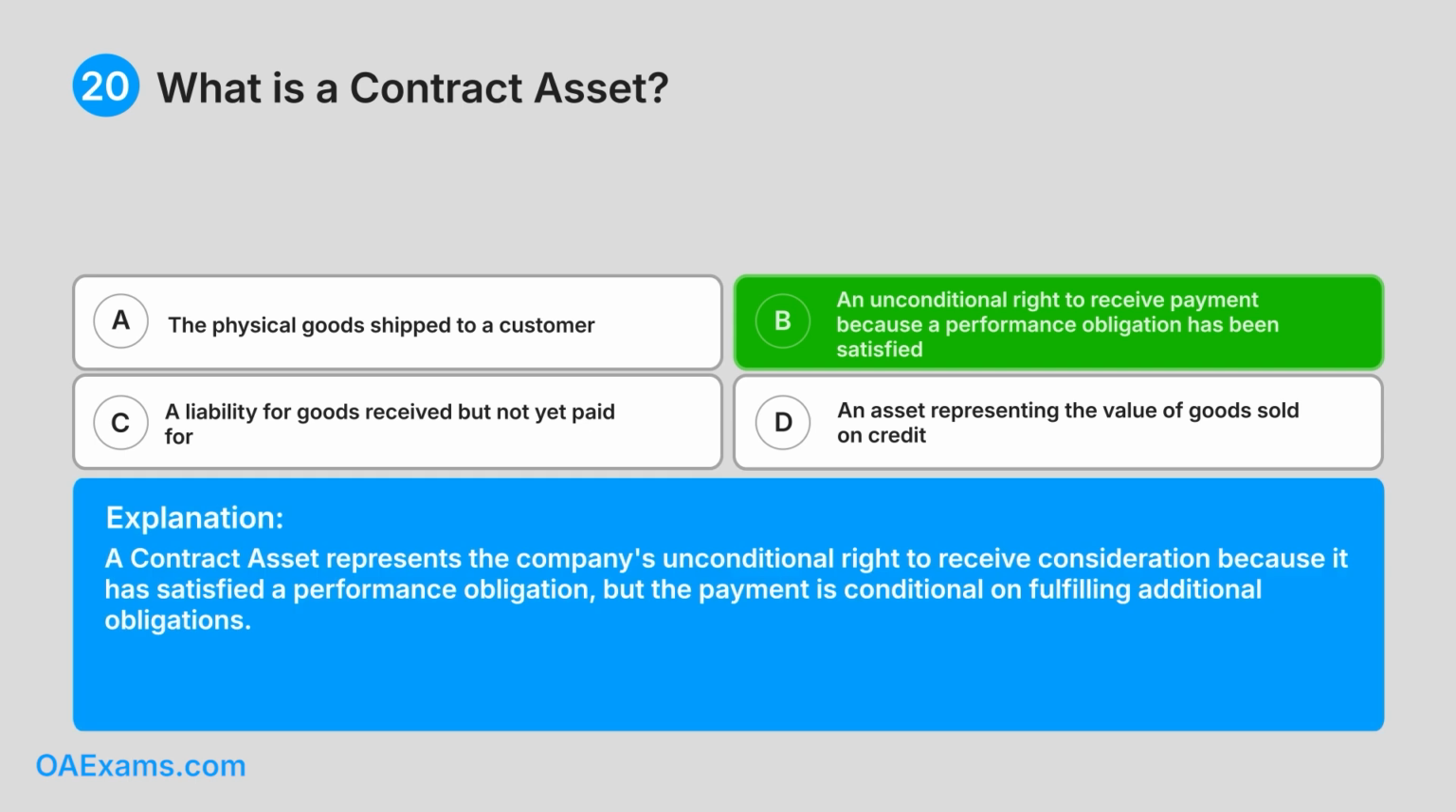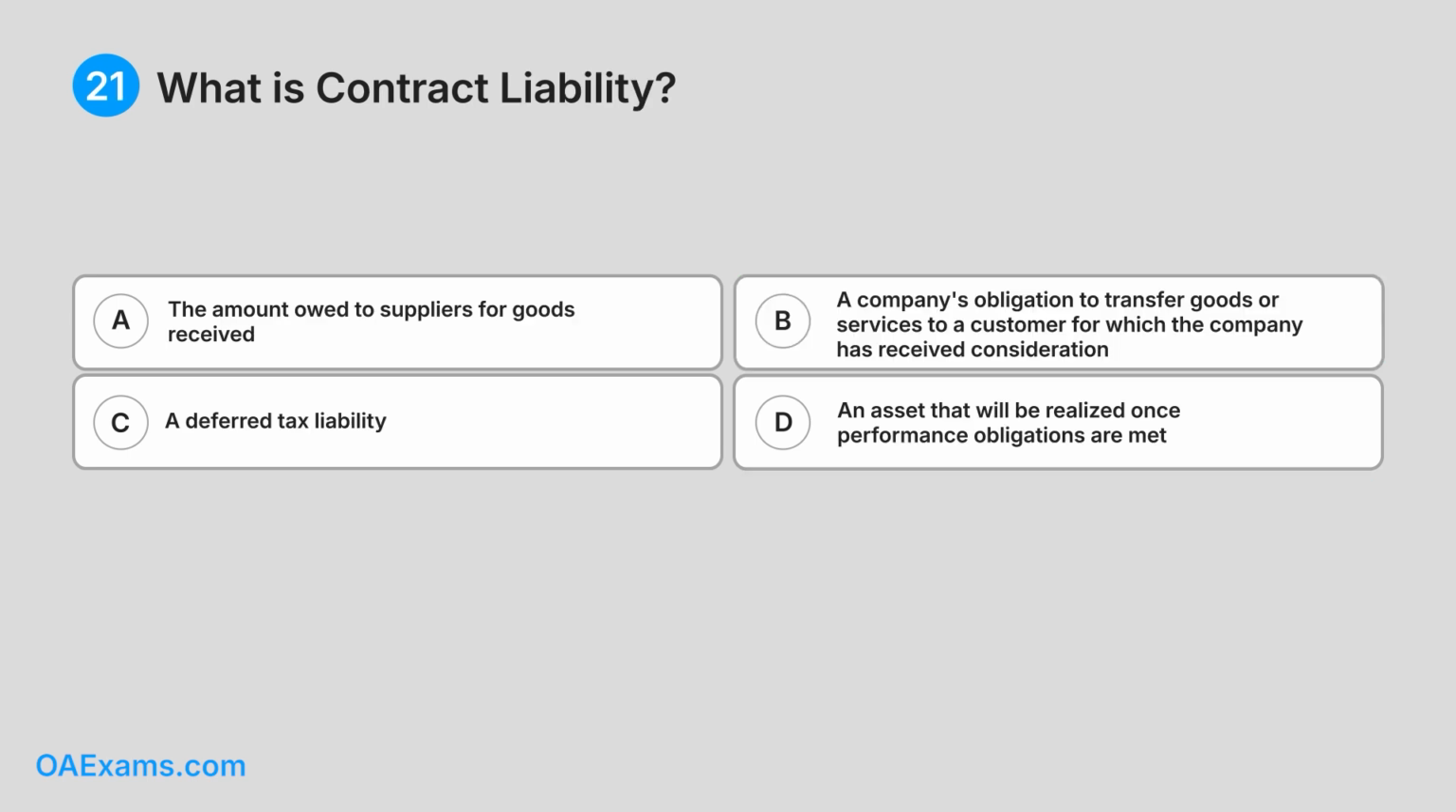Explanation. A contract asset represents the company's unconditional right to receive consideration because it has satisfied a performance obligation, but the payment is conditional on fulfilling additional obligations. 21. What is contract liability? A. The amount owed to suppliers for goods received. B. A company's obligation to transfer goods or services to a customer for which the company has received consideration. C. A deferred tax liability. D. An asset that will be realized once performance obligations are met. Can you guess the answer?